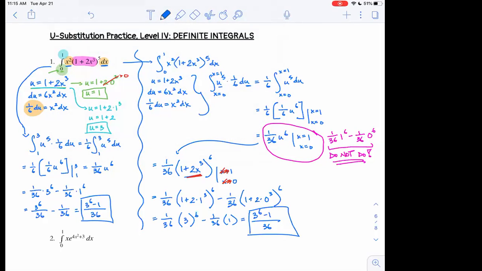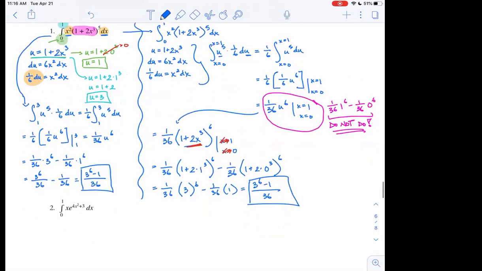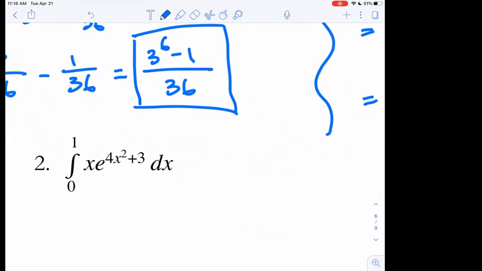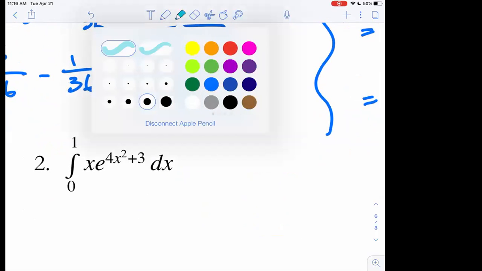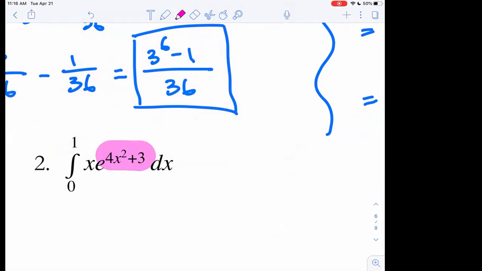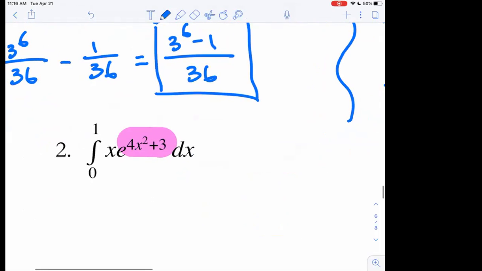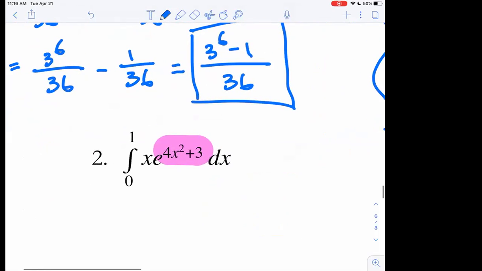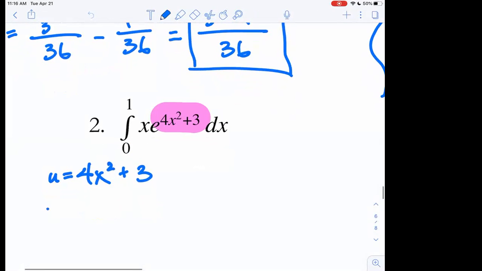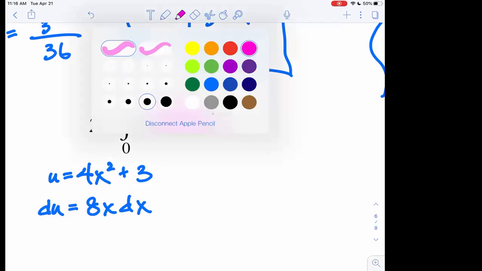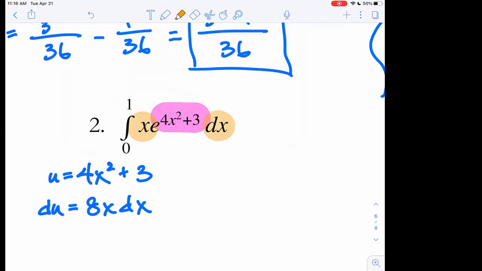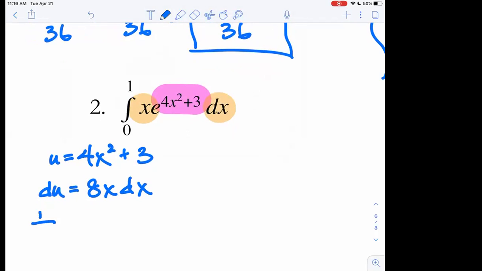All right. Let's take a look at a second question. In this case, I think a good u to use would be the thing in the power, 4x squared plus 3. So I'm going to say that u equals 4x squared plus 3. And then my du will equal 8x dx. But in looking at my equation, I only have an x dx. So I'm going to go ahead and divide by that 8 while I'm here.